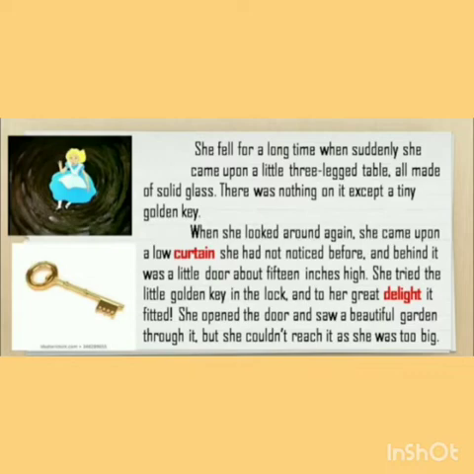She tried the little golden key in the lock, and to her great delight it fitted. Delight means so happy. Okay. What was she doing? She took the key and tried to open the door. It matched perfectly. She opened the door and saw a beautiful garden through it, but she couldn't reach it as she was too big. So what is she doing? She just unlocked the door and opened it, and looking through the door, what is she seeing? A beautiful garden was there, but she couldn't reach the garden. Why? She was too big.